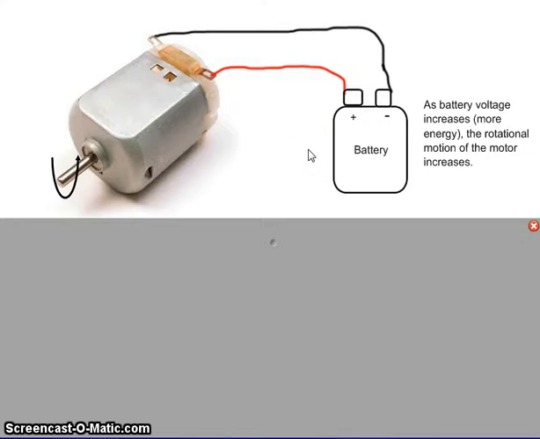What also might be relatively intuitive is this: if we could somehow change the battery voltage, if this was a battery with a dial on it, or we simply replace the 1.5 volt battery with a 3 volt battery or a 9 volt battery and so forth. As we increase the battery voltage, as we make more energy available on the input side of the motor, the rotational motion of the motor increases, the spin rate of the motor increases.